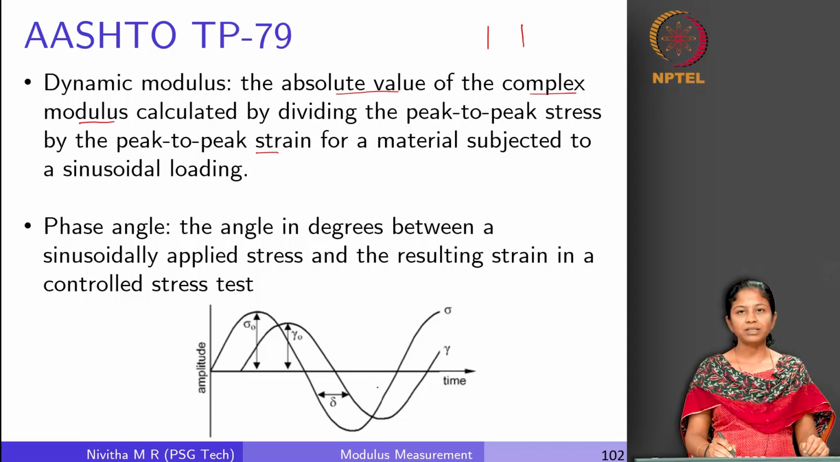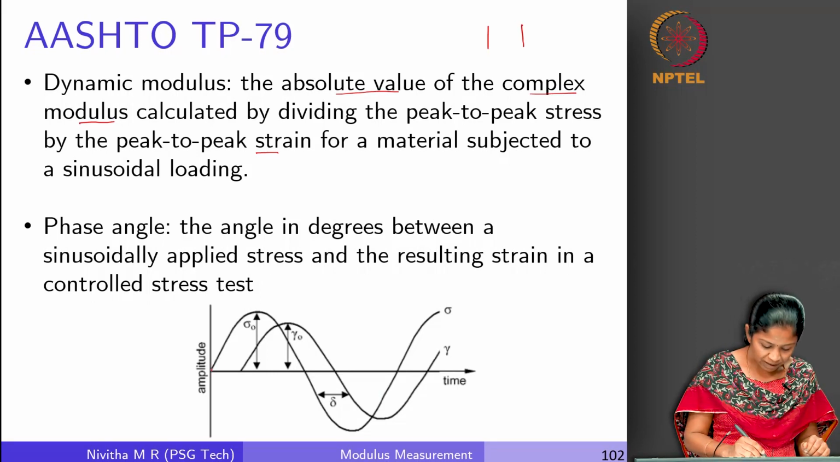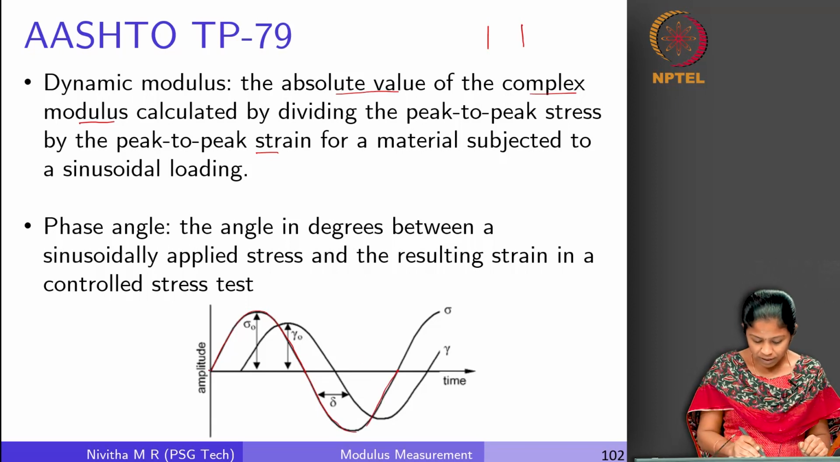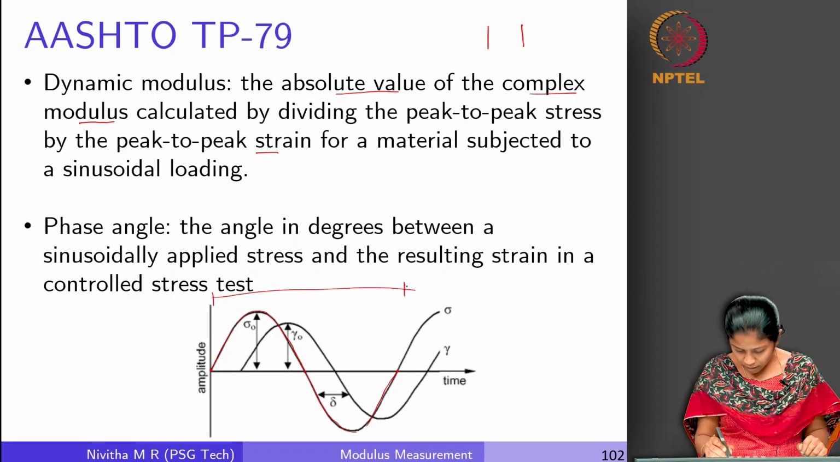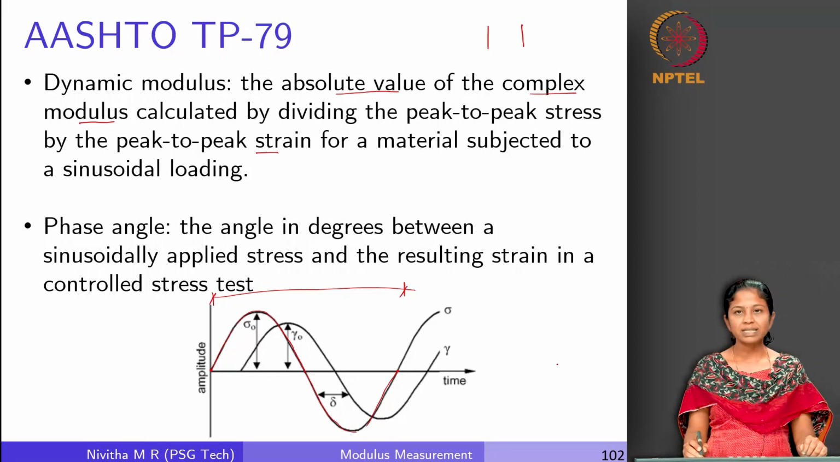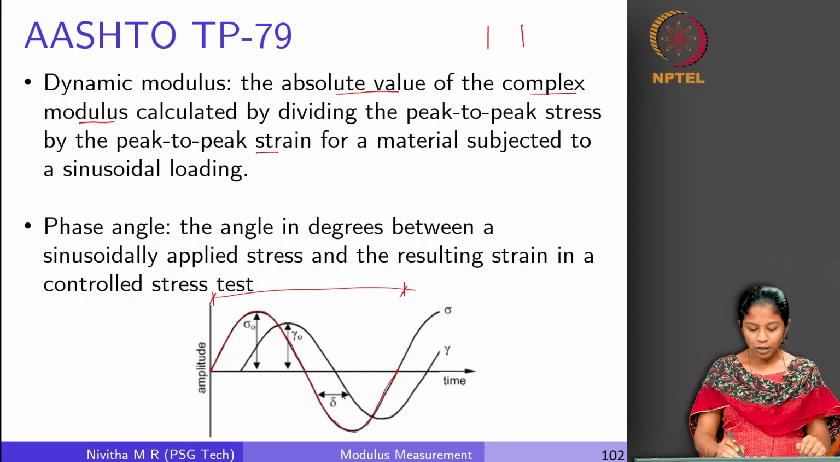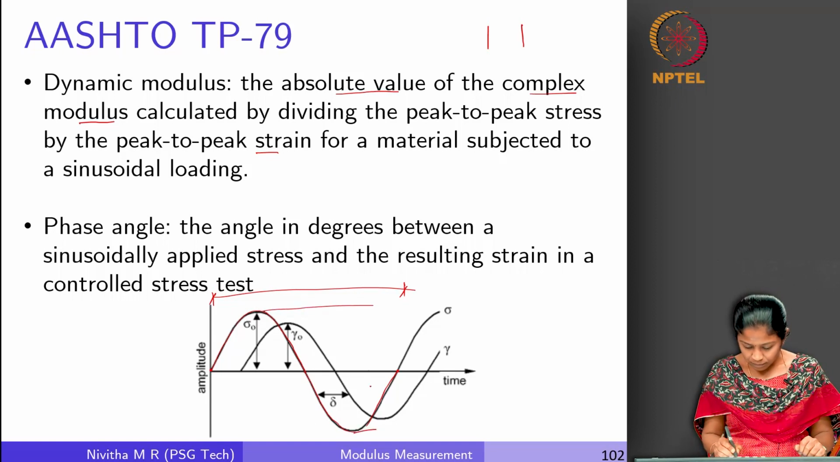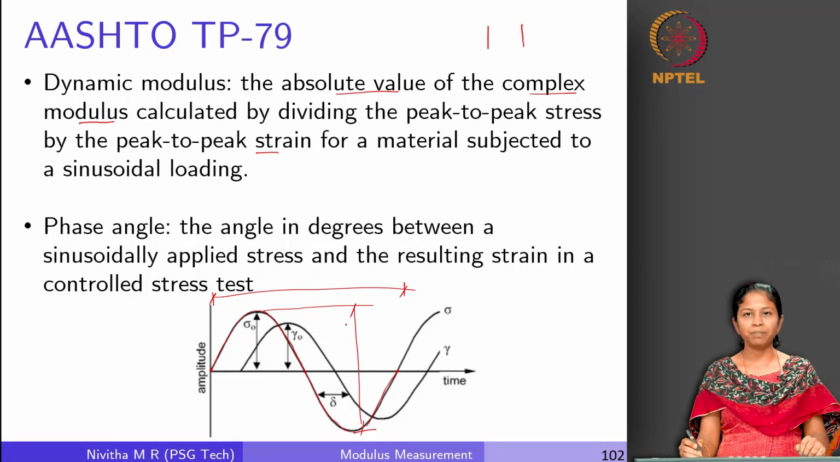Now, let us see what sinusoidal loading is. Let us say that we apply a stress of this form, we reach a peak, come back to zero, go on the other side and then come back to 0, right. So, this is one cycle from here to this particular position. What do we call peak to peak stress? This is what we define as peak to peak stress, right.